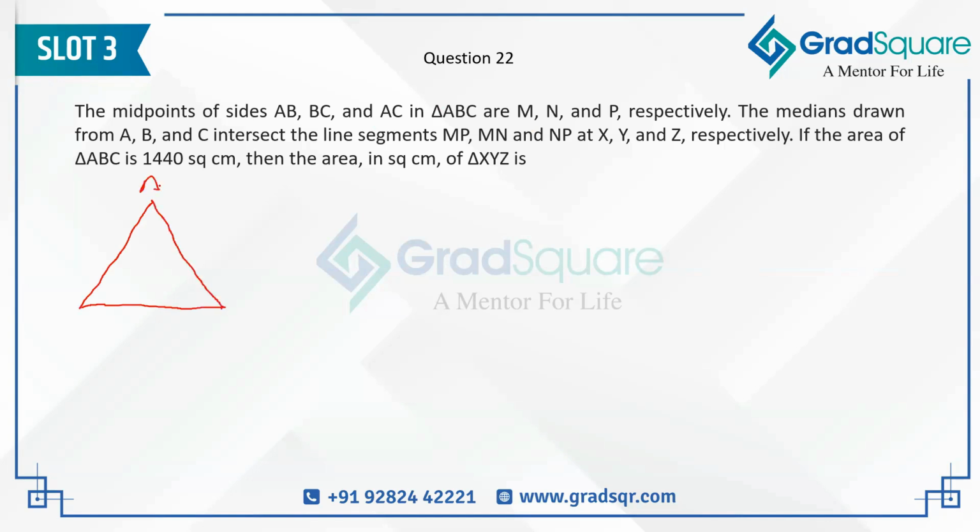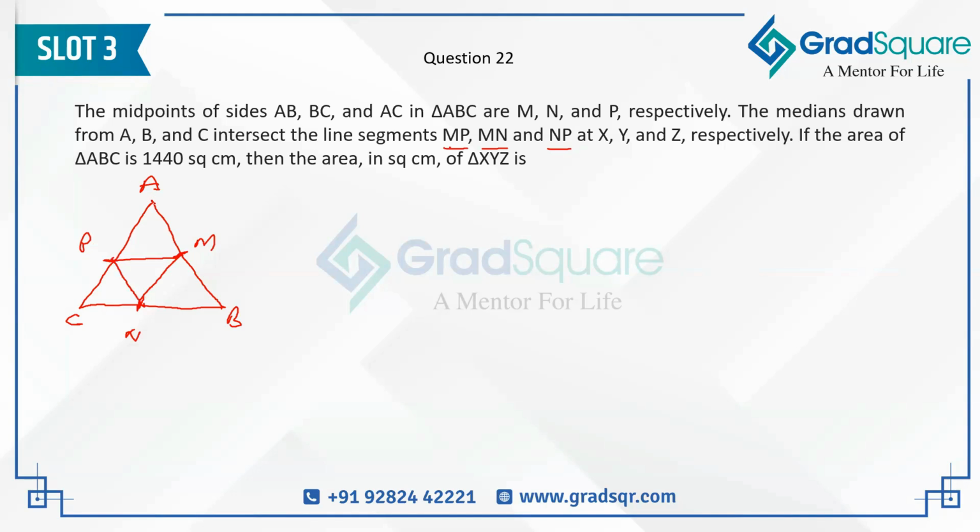So if you look at the sides AB, BC, and AC, and you are looking at the midpoints M, N, and P respectively. So AB has got M over here, BC has got N over here, and AC has P over here. So you're looking at the midpoints. The medians are drawn from A, B, and C. Line segments MP, MN, and NP are joining the midpoints. So if you join the midpoints of each of these sides, this is how the figure looks.